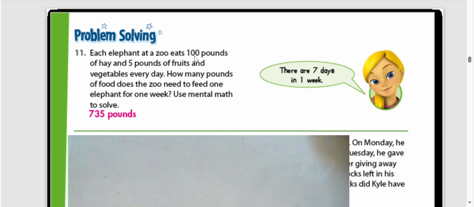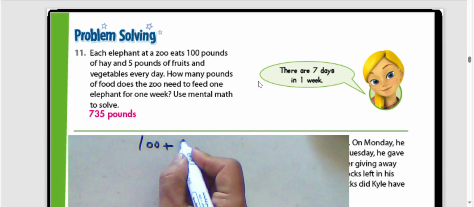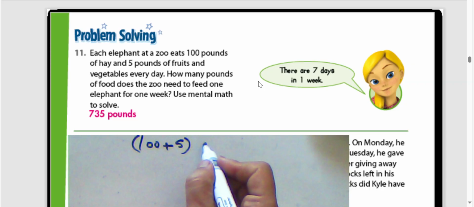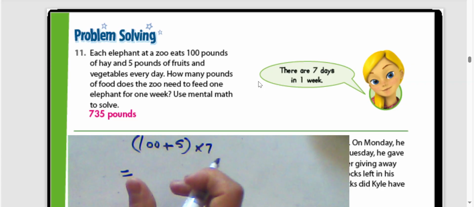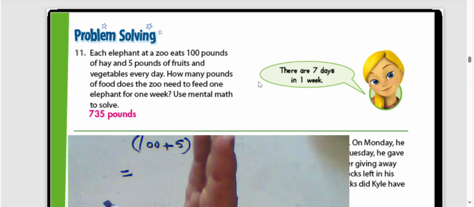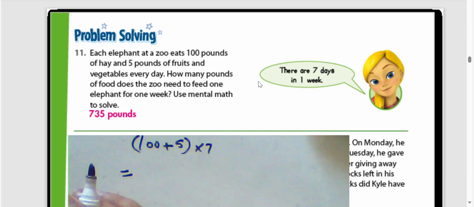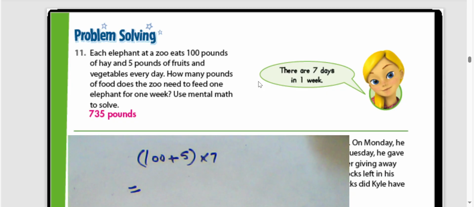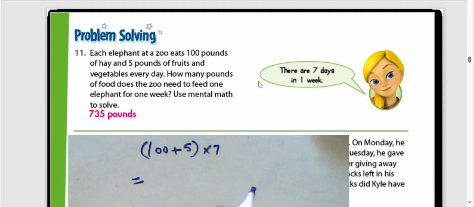So if we add together 100 plus 5, 105, times 7. You must add together first and then multiply by 7. Don't multiply all the time, because we have 2 types of food here: the first, 100 pounds of hay, and 5 pounds of fruits and vegetables. Then the total amount will be 100 plus 5, 105, and then product by 7.